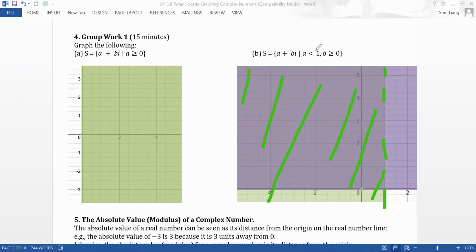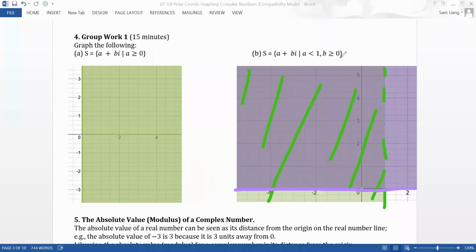The other set is b is greater than or equal to 0. So that's going to be the positive values, right, above the real axis. Okay, that's the purple region here. Okay, so this is solid because 0 is included, and then anything above this purple line is b is greater than or equal to 0.